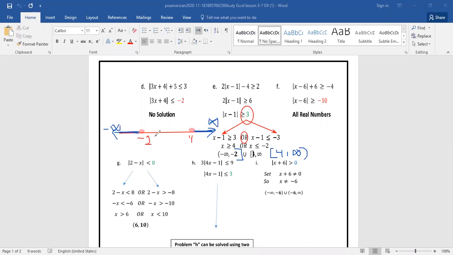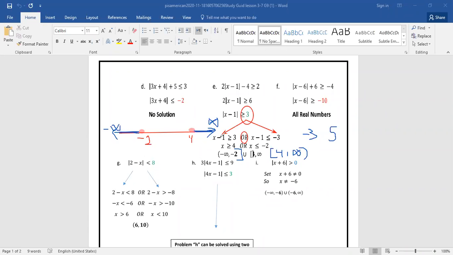Pick any value related to the other part. -3. Okay, you told us at the beginning, Ahmed, you told us 5, and now you told us -3. Okay. If we substitute it, -3 minus 1, it will be absolute value -4, and absolute value -4 equals 4, and 4 is more than or equal 3.